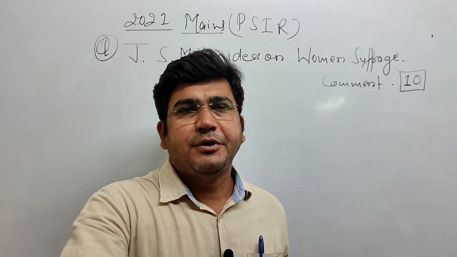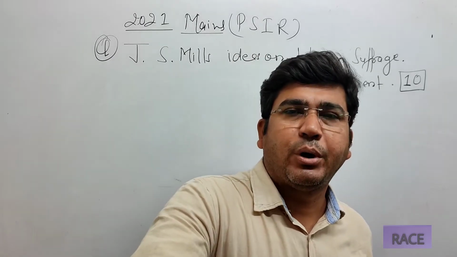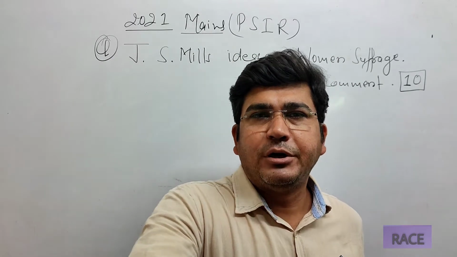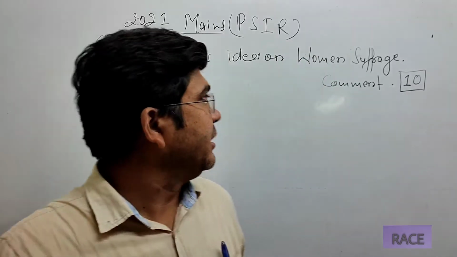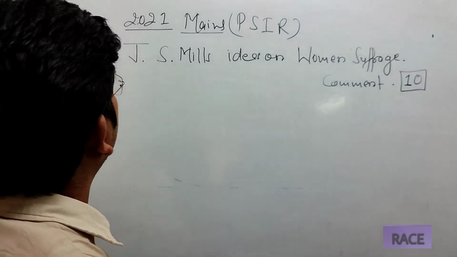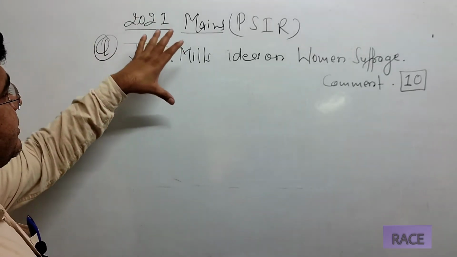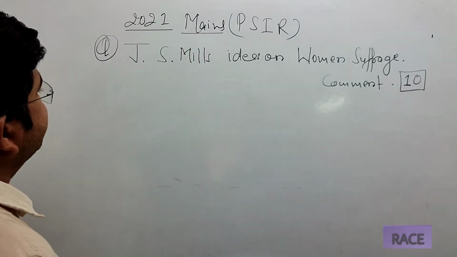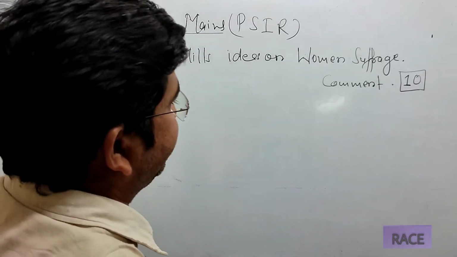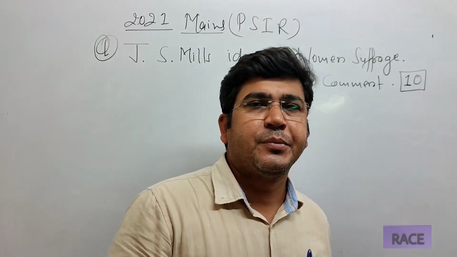We have started a video series in which we are going to discuss the previous year questions of political science which were asked in the mains exam. In that series today we are going to start with this question which was asked in 2021 mains. It said: J.S. Mill's ideas on women's suffrage, and this question was asked for 10 marks.